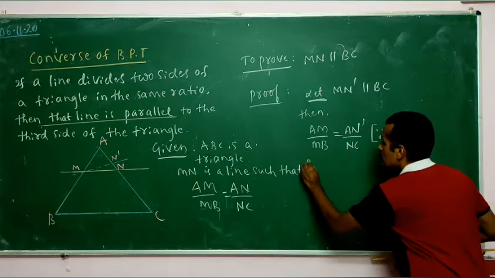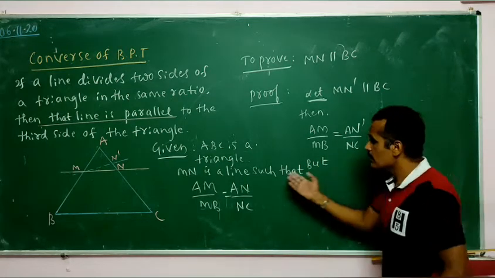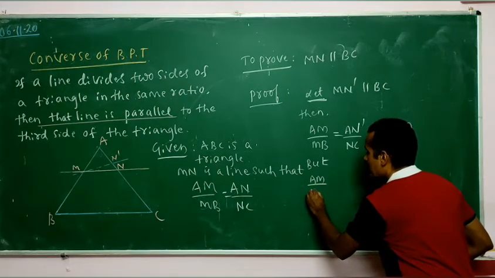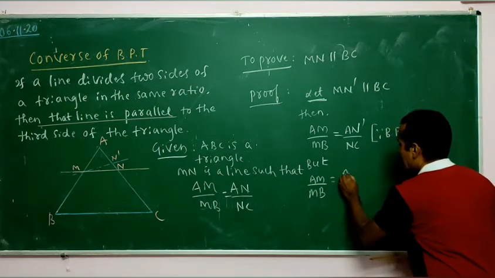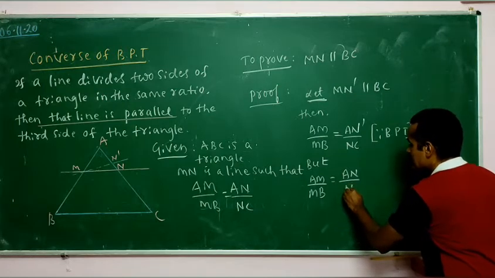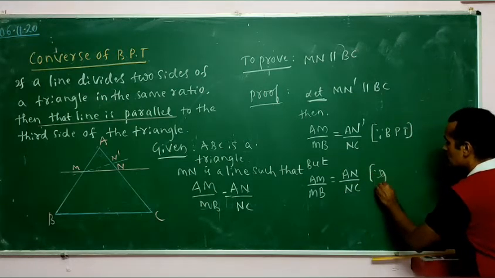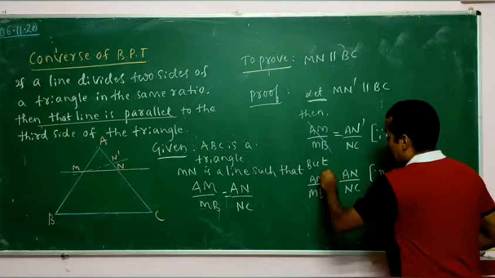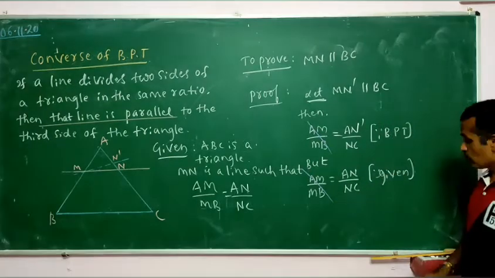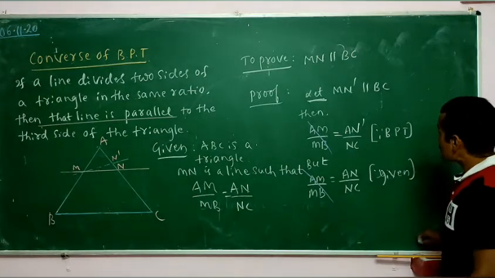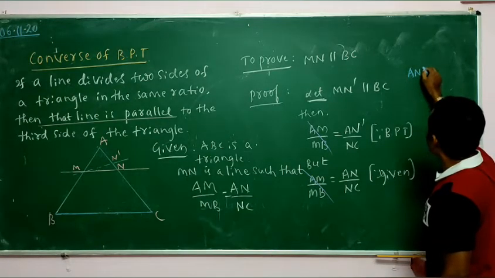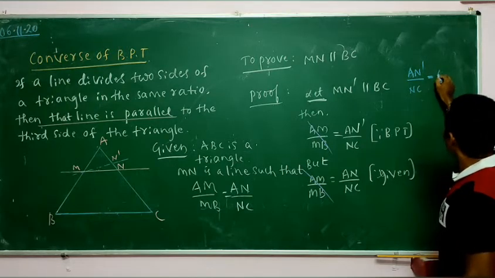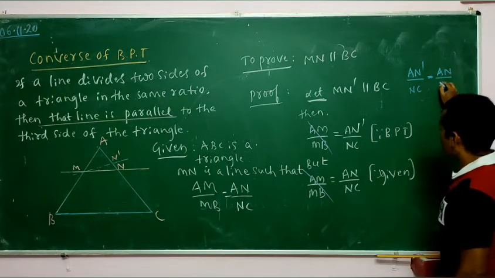But what is given? What is given? AM by MB is equals to AN by NC. ये तो given है. This is because given. मैं यहां से दोनों को AM by MB को काट दूंगा, तो क्या बचा मेरे पास? AN dash by N dash C is equals to AN by NC.